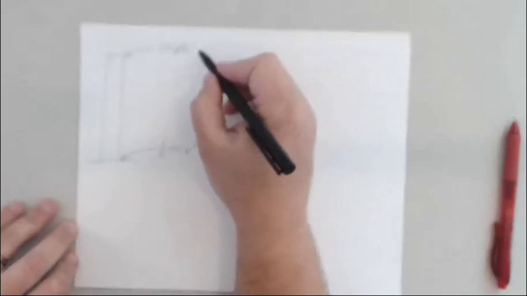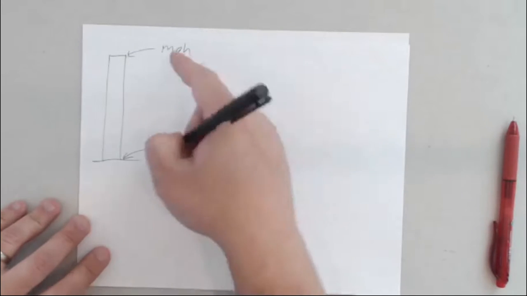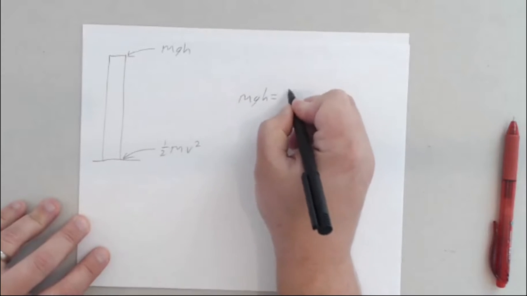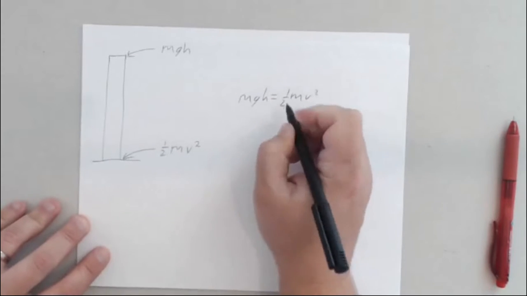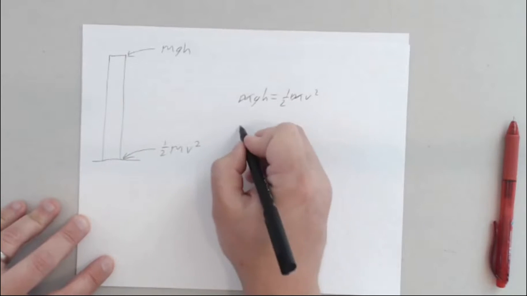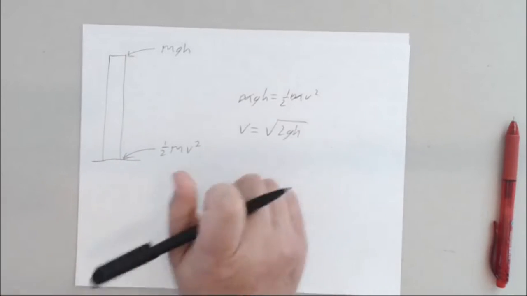Kinetic. Which means that I can just set these two equal and solve. If I do that, I get mgh equals 1/2 mv squared. I can cancel the m's, and I get that the velocity is the square root of 2gh.